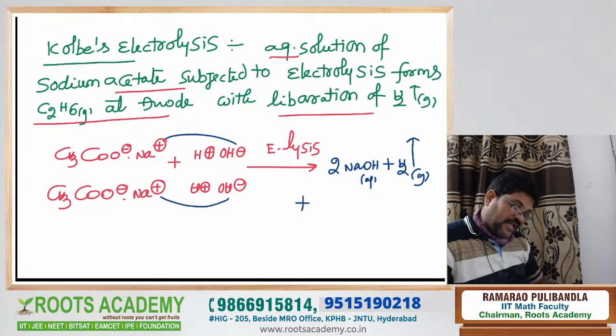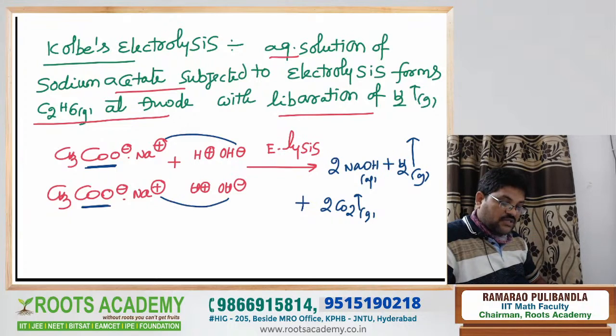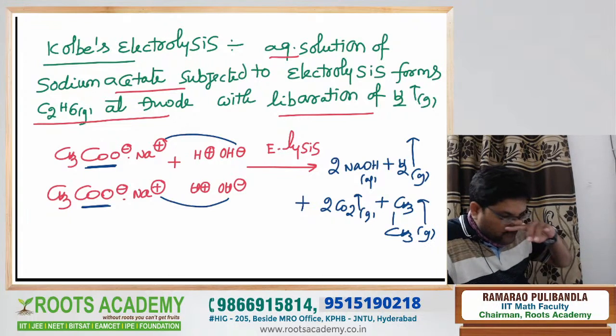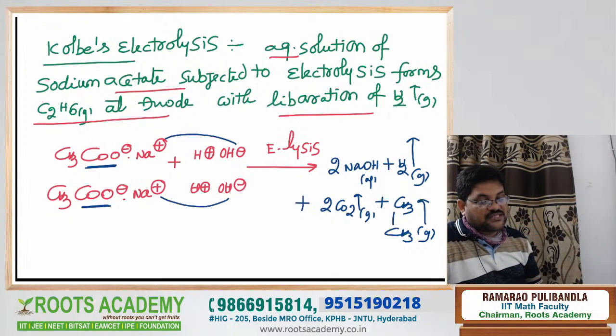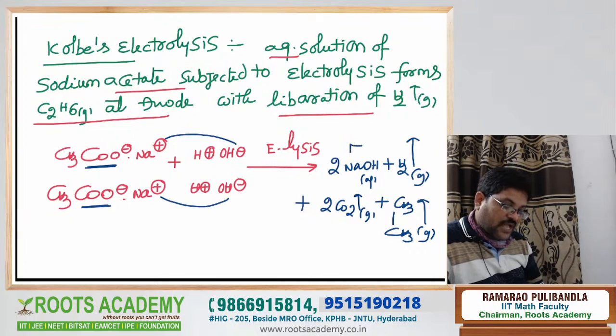Now the anions are moving towards what side? Anode side, and liberate what? Liberate CO2 gas. Simple logic. So the anion COO minus leaves in the form of CO2 gas. What is the left part? The left part is methyl, and ethane gas is liberated. Tell me what is liberated, student? Ethane gas is liberated.